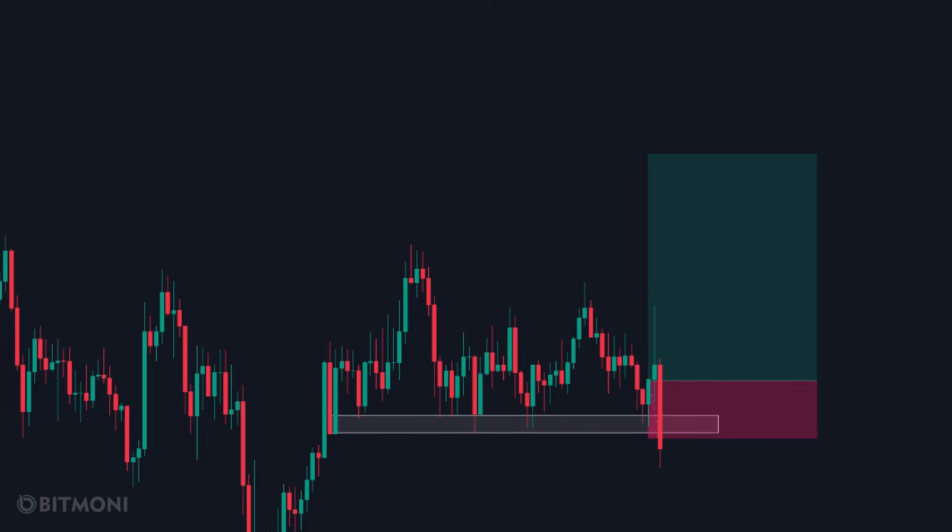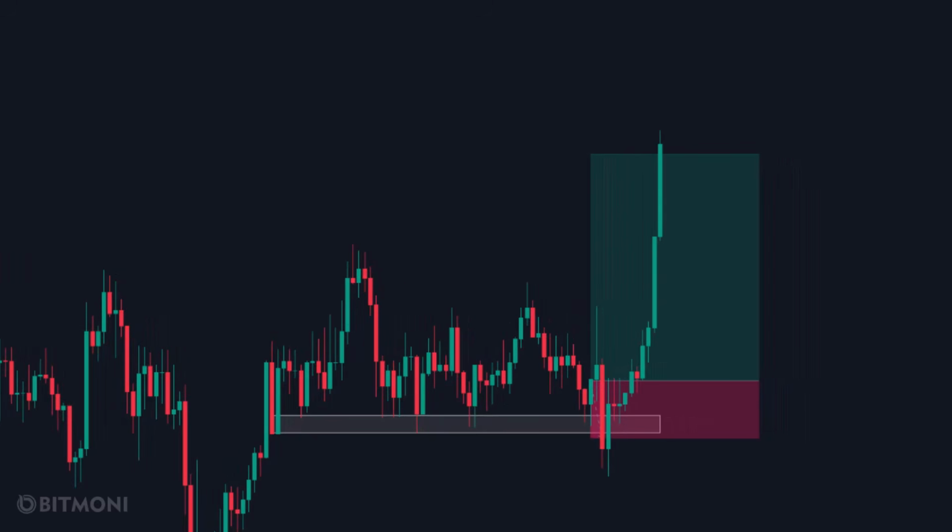Now, the market makers know that a lot of traders will buy at this zone, placing their stop losses below it. And that's why they manipulate this move, to trigger those stop losses and generate liquidity to fill their own orders. And when they have gathered enough liquidity, price will push up again, just as you initially predicted. But by then, you've been stopped out, watching the market move without you.